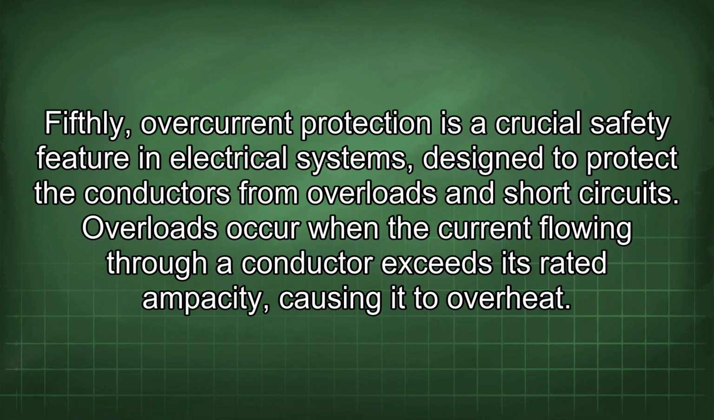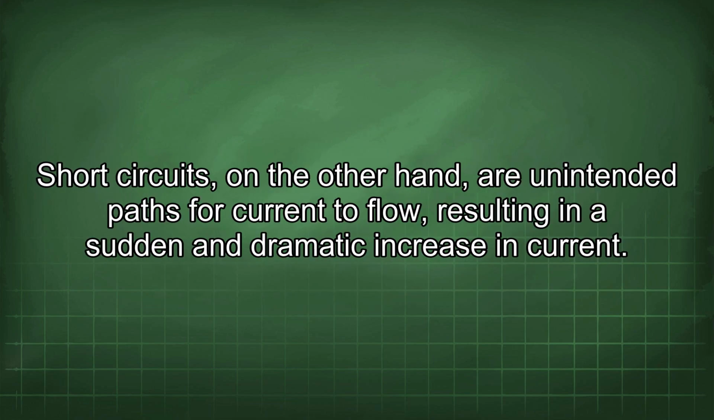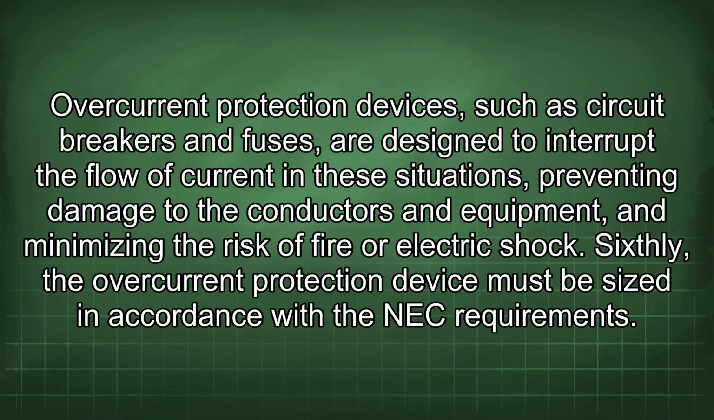Fifthly, overcurrent protection is a crucial safety feature in electrical systems designed to protect the conductors from overloads and short circuits. Overloads occur when the current flowing through a conductor exceeds its rated ampacity, causing it to overheat. Short circuits, on the other hand, are unintended paths for current to flow, resulting in a sudden and dramatic increase in current. Overcurrent protection devices, such as circuit breakers and fuses, are designed to interrupt the flow of current in these situations, preventing damage to the conductors and equipment and minimizing the risk of fire or electric shock.